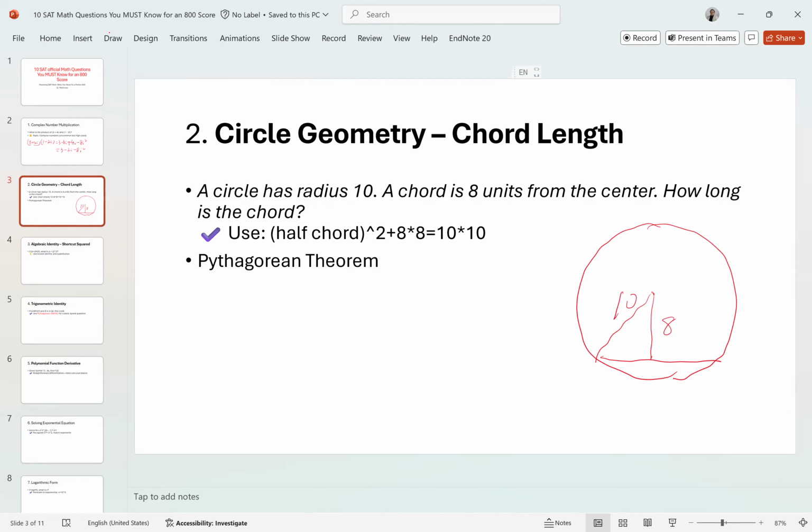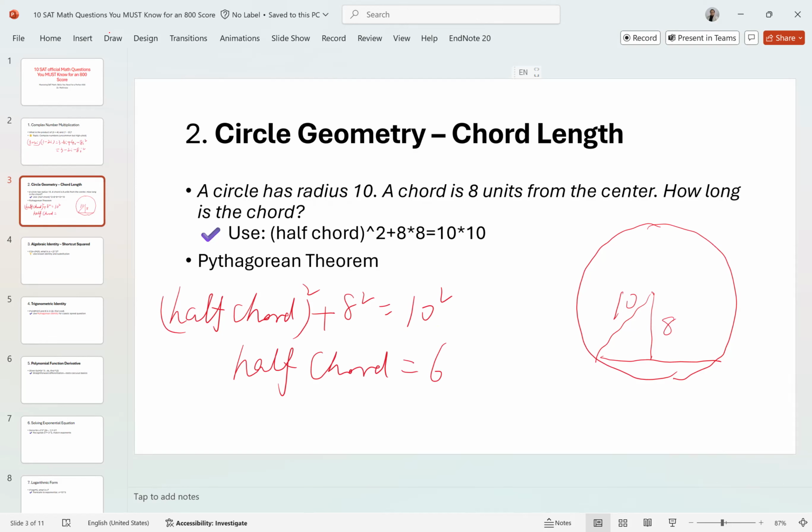So we would apply the Pythagorean theorem. That is the half chord squared plus 8 squared equals 10 squared, right? So we would solve this equation. Then the half chord length should be positive 6, right? So the length of the chord should be 2 times 6, which is 12.